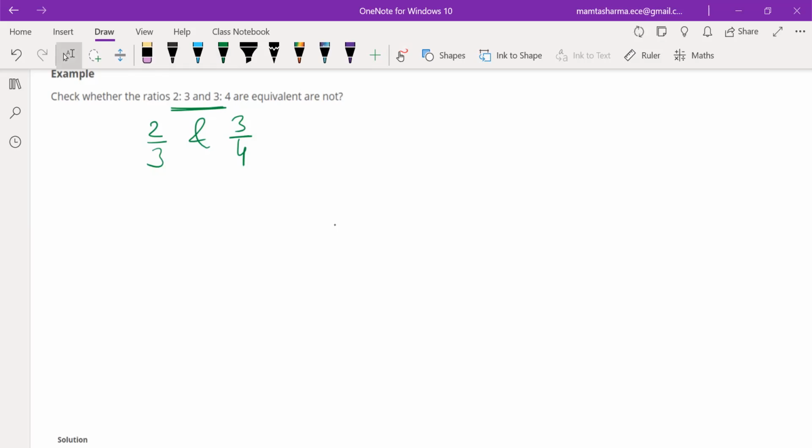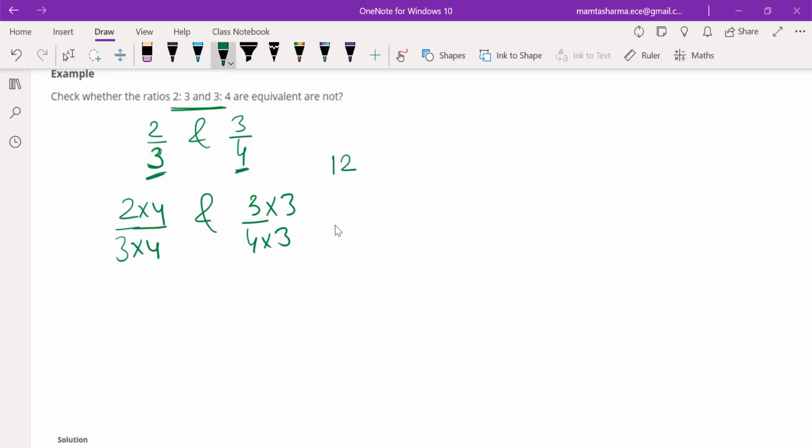First, convert them into like fractions. For like fractions, their denominators should be equal. So for equating the denominators, you have to take the LCM of the denominators. The LCM of the denominators would be 12. So we need to multiply by 4 on both sides here and by 3 on both sides over here. Now solve it: 8 by 12 and 9 by 12.